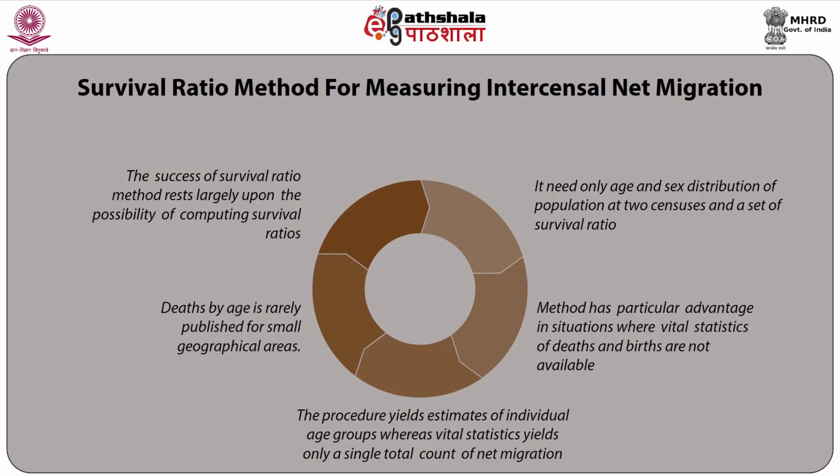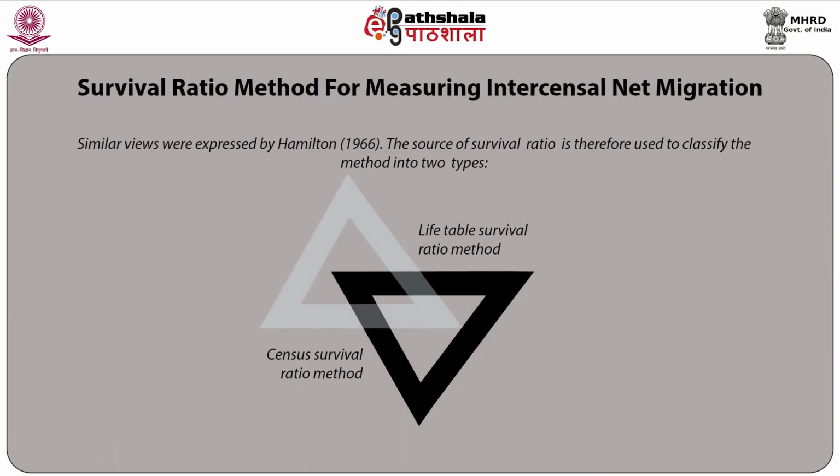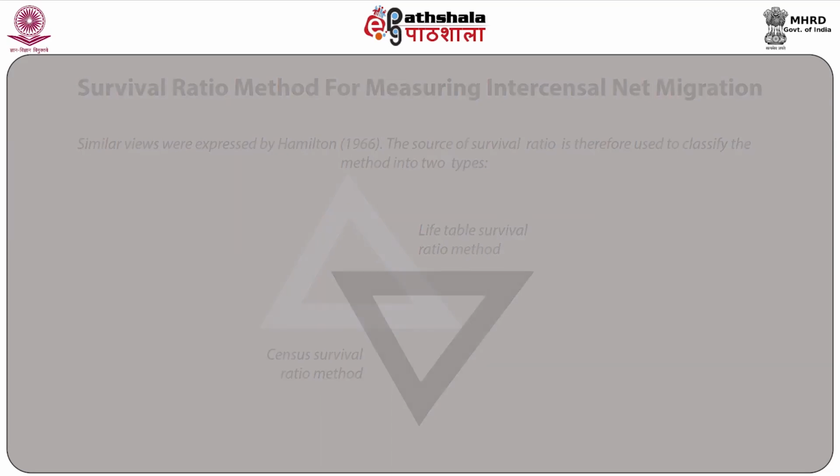The success of the survival ratio method rests largely upon the possibility of computing survival ratios that validly represent the force of mortality during the intercensal period (Bogue, 1959). Similar views were expressed by Hamilton, 1966. The source of survival ratio is therefore used to classify the method into two types: life table survival ratio method and census survival ratio method. We'll come to the life table survival ratio method.